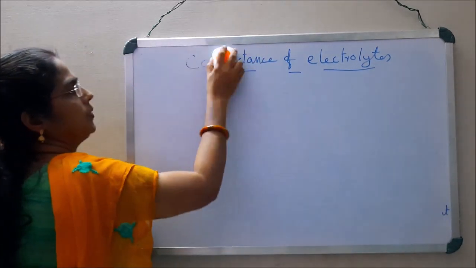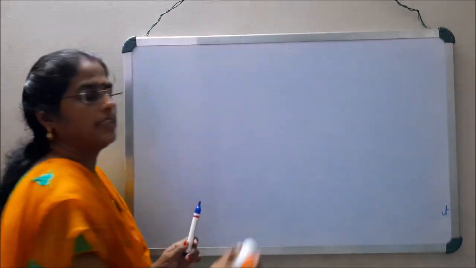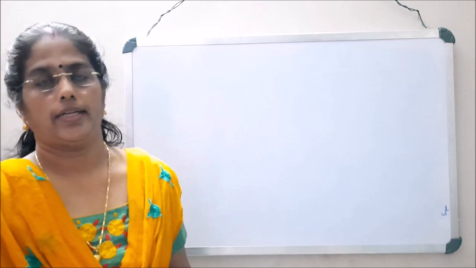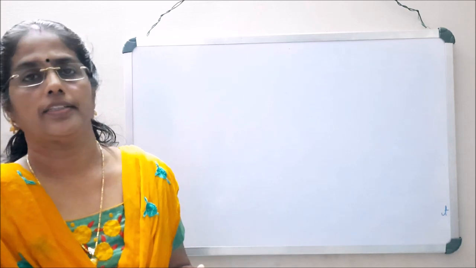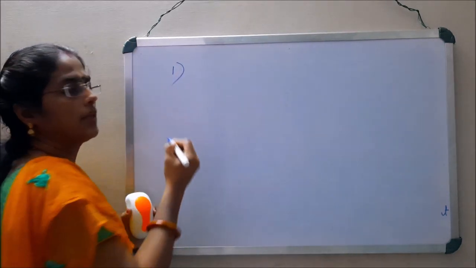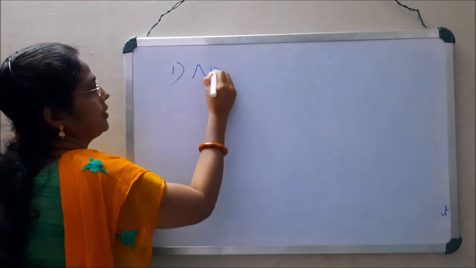Next we can discuss the factors affecting the conductivity of an electrolyte. There are different factors that are affecting the conductivity of the electrolyte. First one is the nature of the electrolyte.